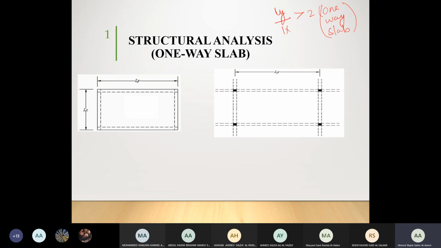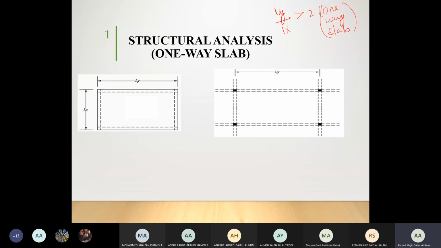Now, one-way slab will bend majorly in how many directions? Do you remember when we talked about major bending and minor bending in the previous session? We said there is major bending and minor bending in a one-way slab, and in a two-way slab there are two major bendings. Do you remember? Okay. So it bends majorly in one direction. It bends in the other direction, but the bending is going to be very small.